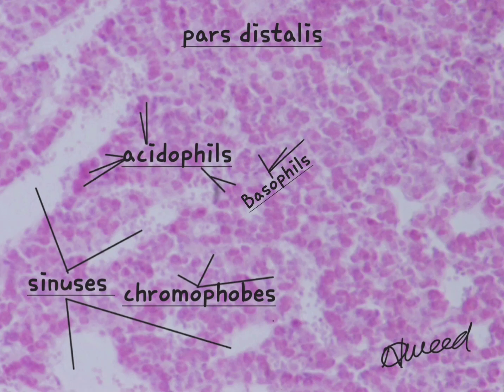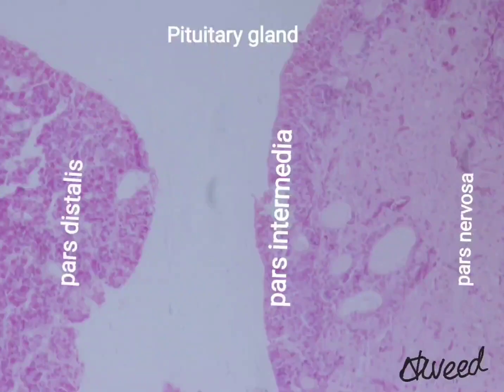According to new classification, cells of pars distalis are further classified into 5 types depending upon hormonal secretory activity. Number 1, somatotropes. Number 2, mammotropes. Number 3, corticotropes. Number 4, gonadotropes. And number 5, thyrotropes. Pars intermedia is composed of cords of basophilic cells.